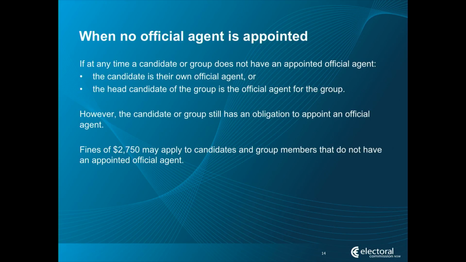What happens when you have not appointed an official agent? If at any time a candidate or group does not have an appointed agent, the candidate is their own official agent, and the head candidate of the group is the official agent for the group. If you are in this situation, you still have an obligation to appoint an official agent. Fines of $2,750 can apply to candidates and group members that do not have an appointed agent.